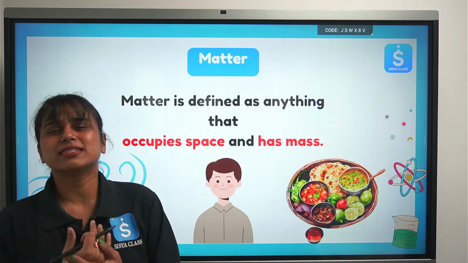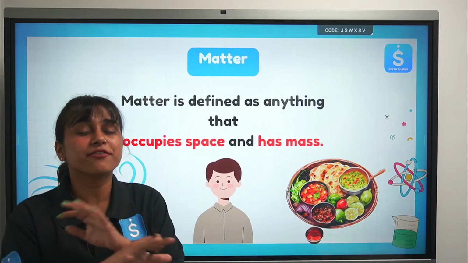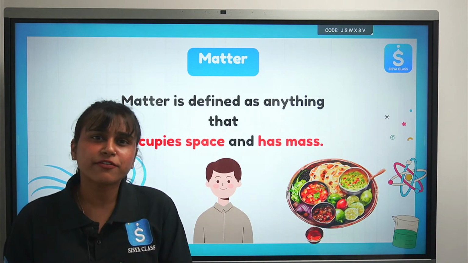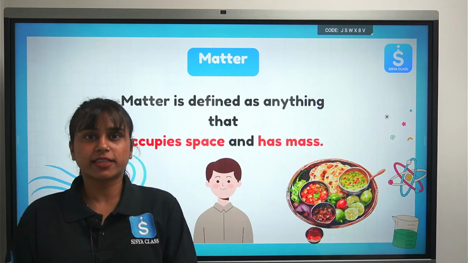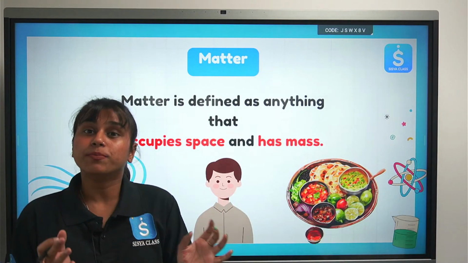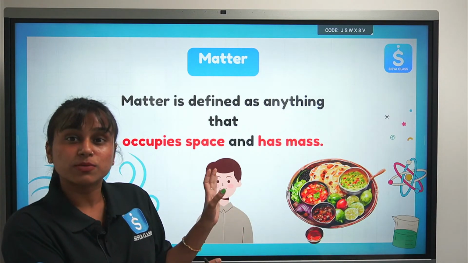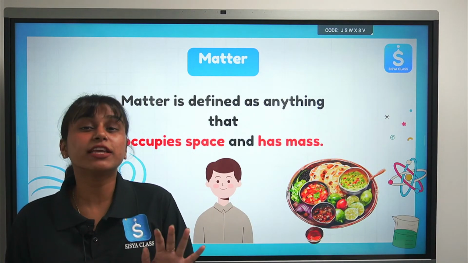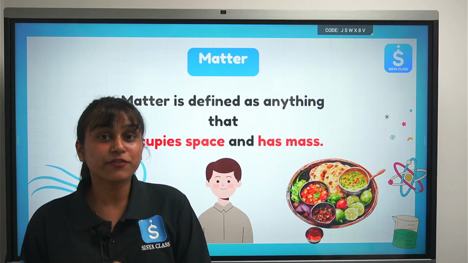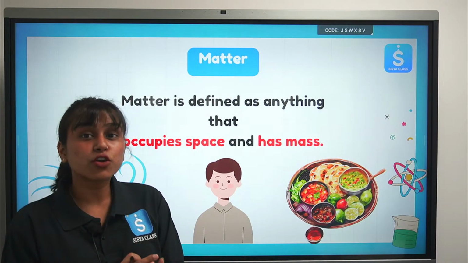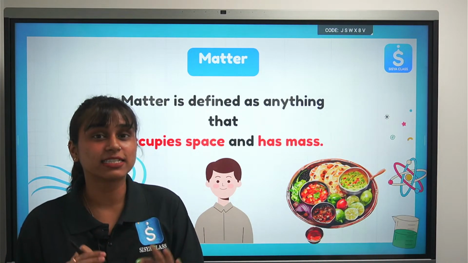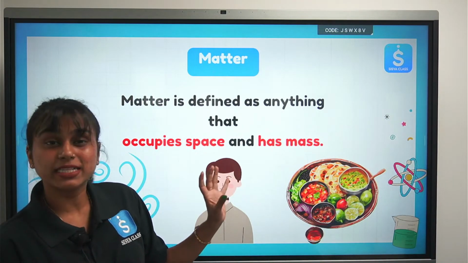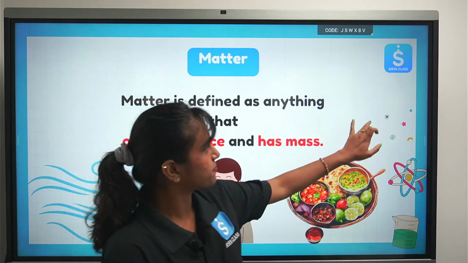We all know this from lower grades, that everything around us, we ourselves, are matter. The air we breathe, the food we eat, the camera, the laptop, this whole smart board, mobile phones, our clothes, everything is matter. Anything that occupies space and has mass is matter. I hope this basic is clear to you.